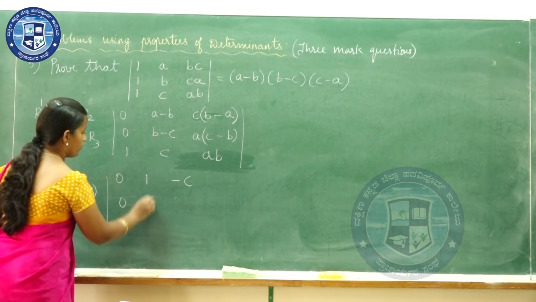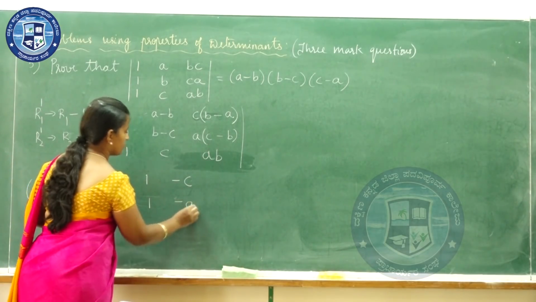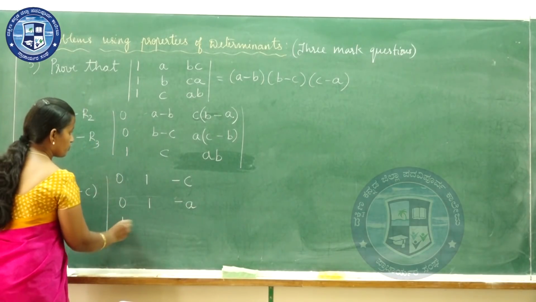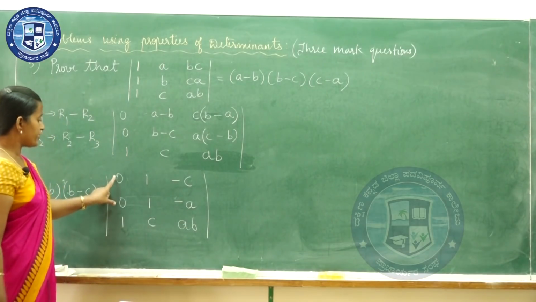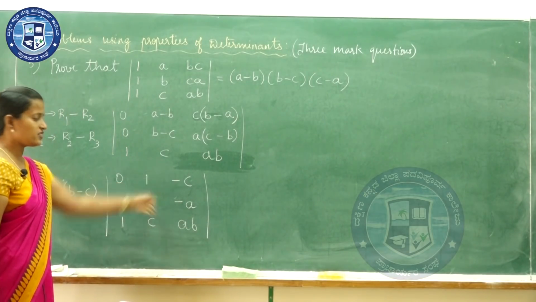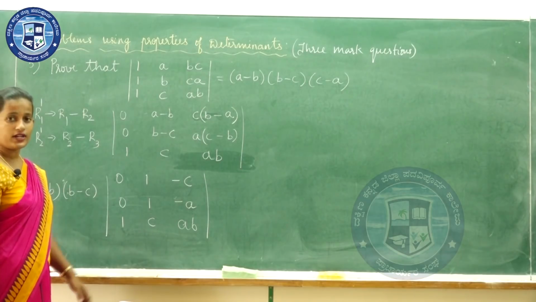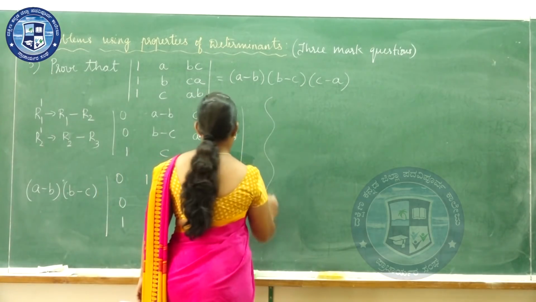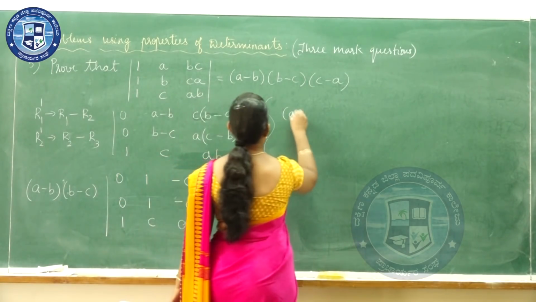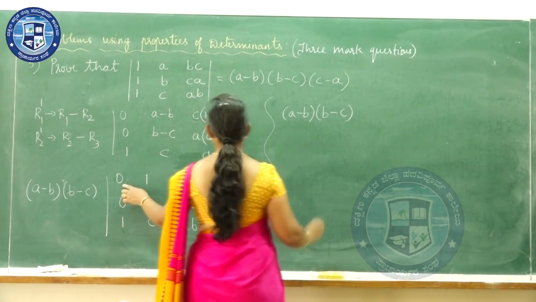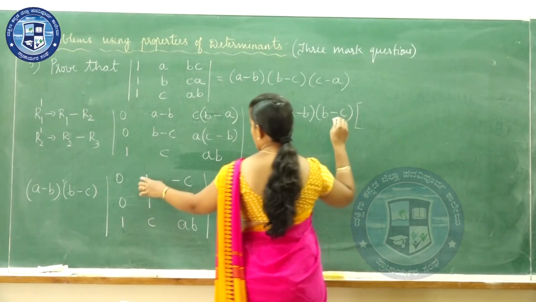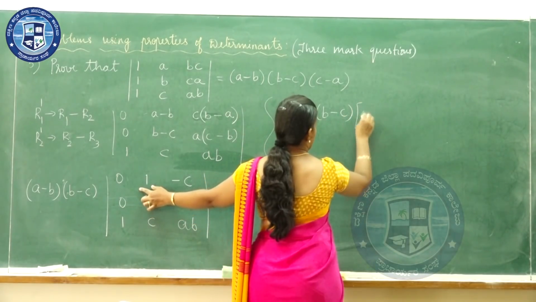So 0, 1, here also same thing, it becomes minus A. So 1, C and AB. Now you have already got 2 zeros here and the terms are simple, so you can go for expansion. So A minus B, B minus C was already there. Now expand, 0 into anything is 0. Change the sign of this.